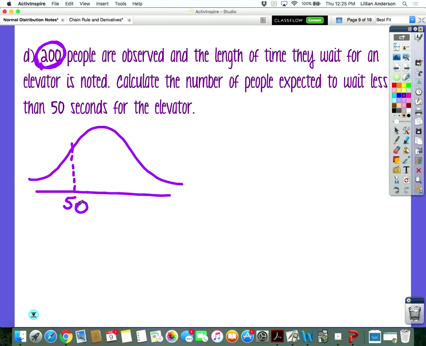Was 50 on your curve? Yes, it was. The same as 130. It was 2 standard deviations. We figured out that 130 was how much? 2.5%. It is evenly distributed, so if it's 2.5 over here, it's 2.5 over here.